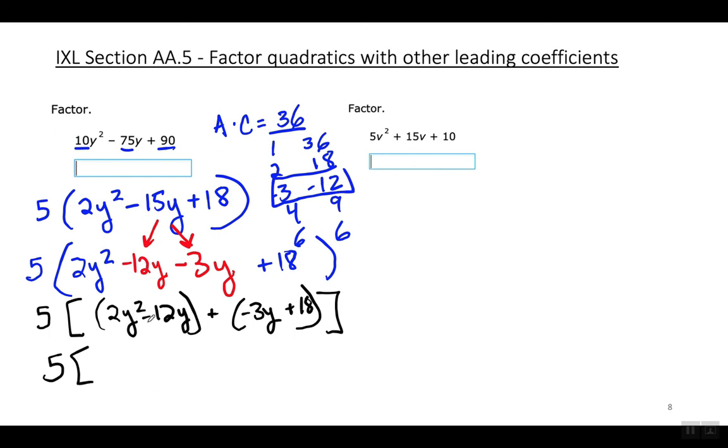So now the greatest common factor of this binomial is 2y times y minus 6. And the greatest common factor of this binomial would be, in order to get the same thing in both parentheses, I got to take out negative 3, right?